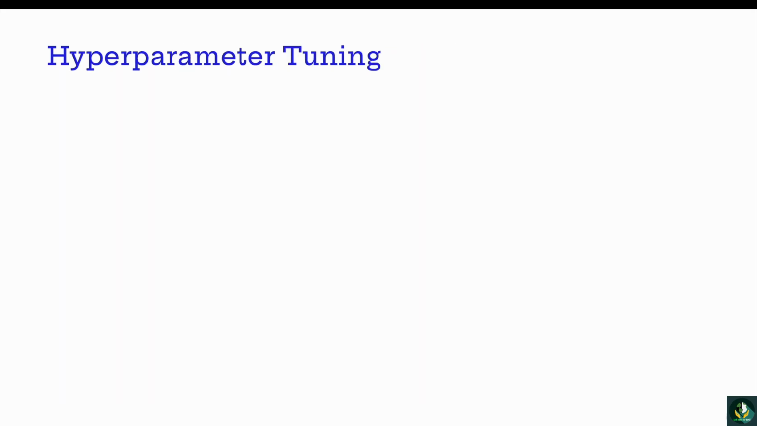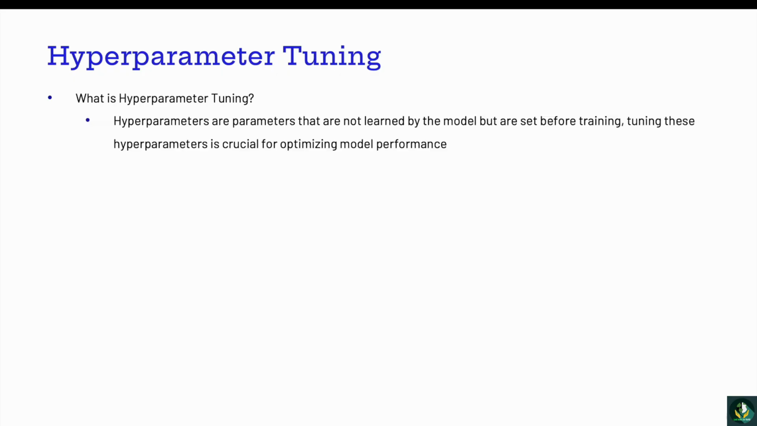Next, let's look at hyperparameter tuning. Now, what is hyperparameter tuning? Hyperparameters are parameters that are not learned by the model but are set before training. Example, learning rate, number of trees, depth of a tree. Now, tuning these hyperparameters is crucial for optimizing model performance.